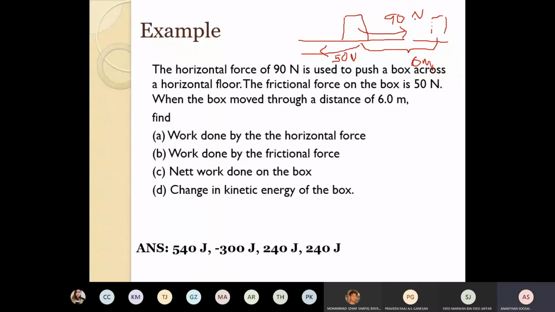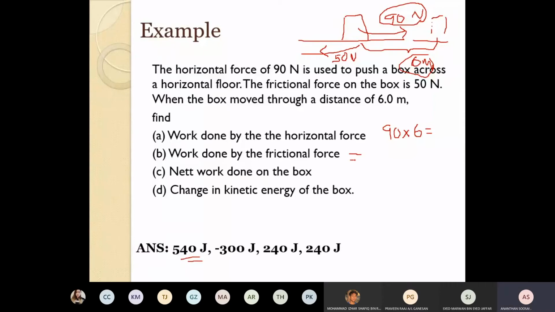So the horizontal force is what? The 90 Newton. What is the work done by the 90 Newton? So of course, 90 times what? The distance travelled in the direction of force. So 6 meters. So 90 times 6. So you should get 540.